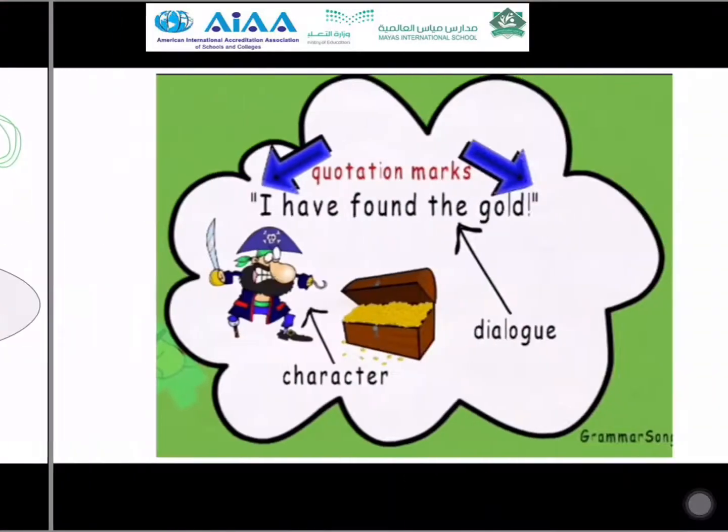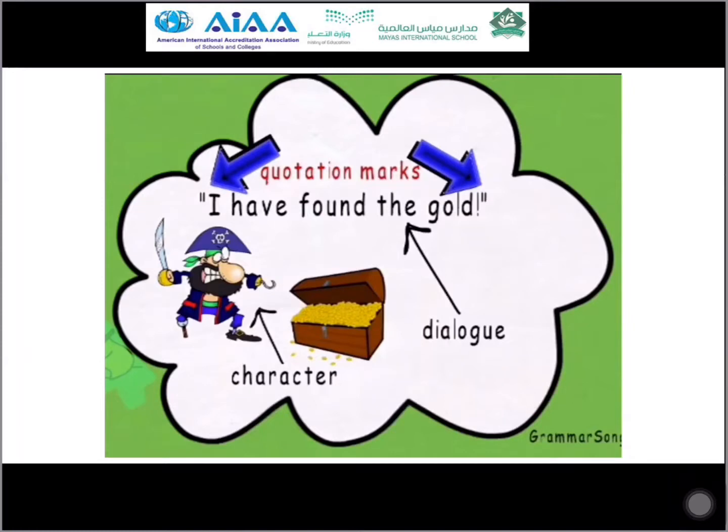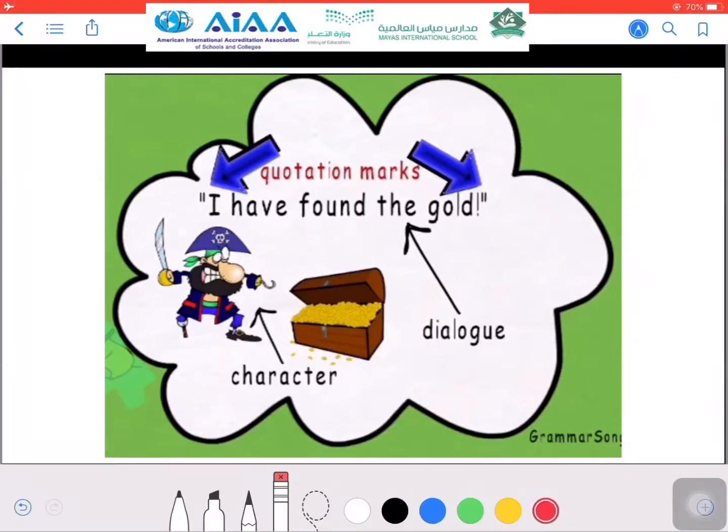It's complete. I have found the gold. Yes, can you see the quotation marks? Now it takes another shape, right? This is the easiest way to write the quotation marks, at the beginning and at the end of the sentence. Now, as you can see here, the exclamation mark is at the end of the sentence. And also here I have a capital letter at the beginning of the sentence.